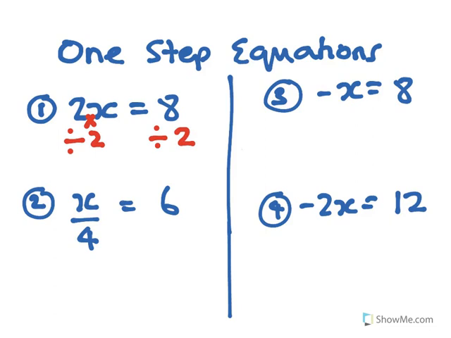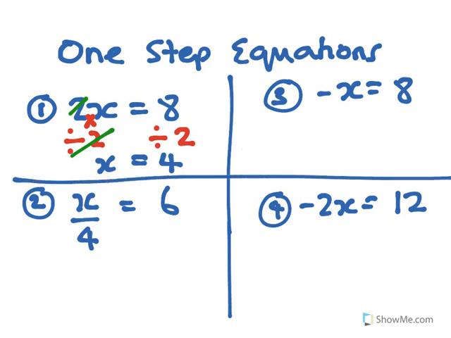So 2 divided by 2, that disappears. Make sure that then you write the x under the x, the equals under the equals, and then 8 divided by 2 is 4, okay? Setting out is really important here.